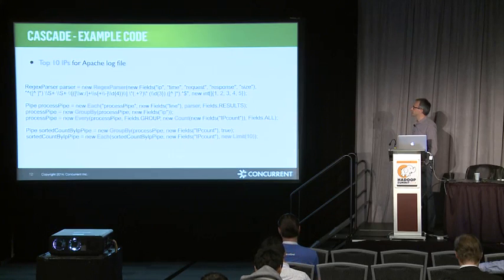Then after that, we decide to group by IP. So we create bags for every IP in that tuple stream. And then for every bag, we're going to apply a count function, and we're going to create a new field called IP count.